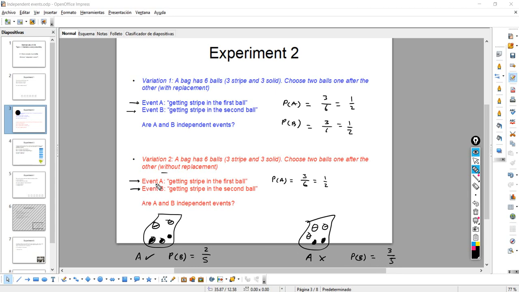Well, what we can observe is that whether A happens or doesn't happen does affect the probability of B. It has an effect on this probability, and therefore we should answer this question as no. A and B are not independent, because when A happens or doesn't happen, that changes the probability of the event B. Okay, so that's how you solve this problem for experiment number 2.